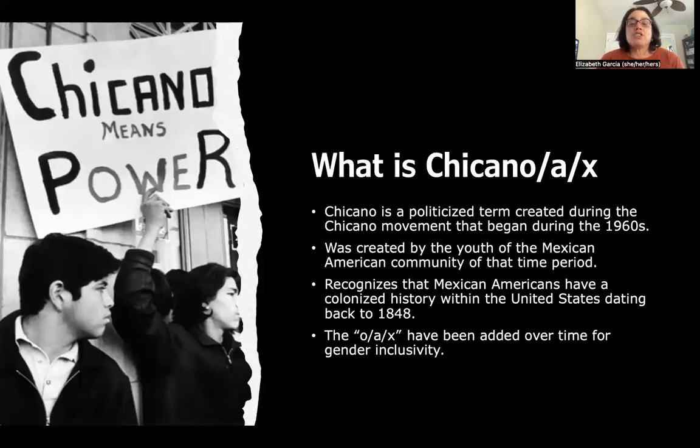Now, similarly, there are questions about what the term Chicano means. The term originally came from the movement of the 1960s, and it was a politicized term that connected people to the Chicano movement of that time period. It was created by the youth of the Mexican-American community. It recognizes that Mexican-Americans have a colonized history within the United States, dating back to 1848 when Mexico lost the war with the United States and subsequently lost what is today the Southwest. The O, A, and X have been added over time for gender inclusivity as well.